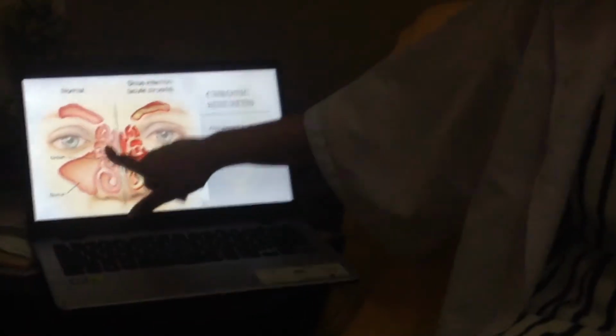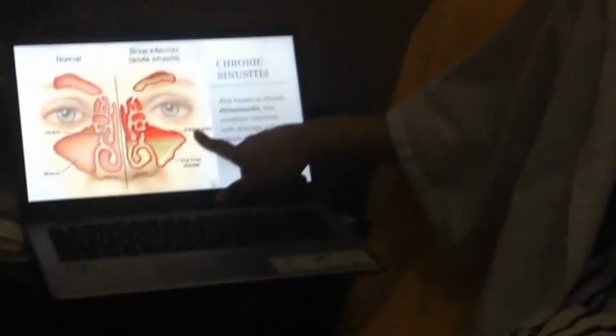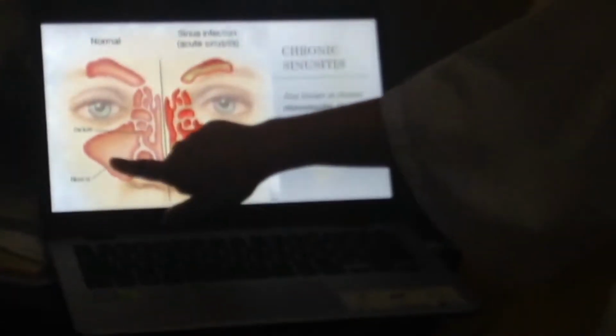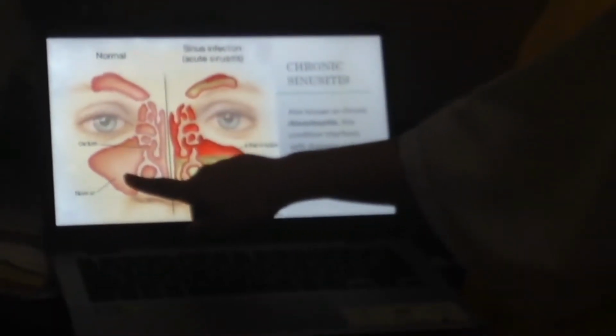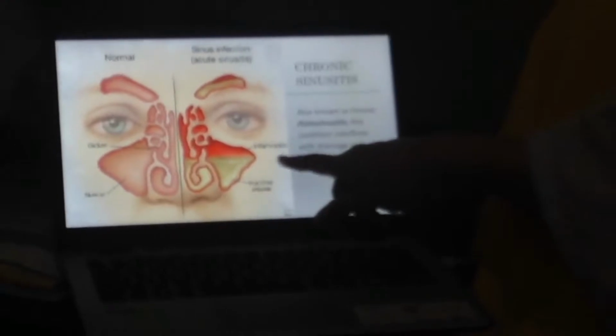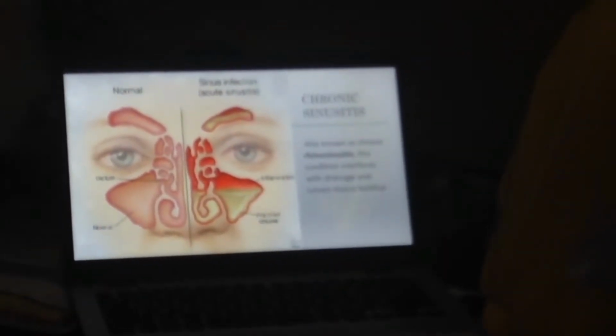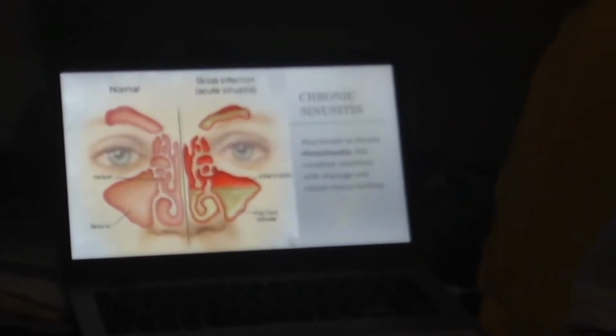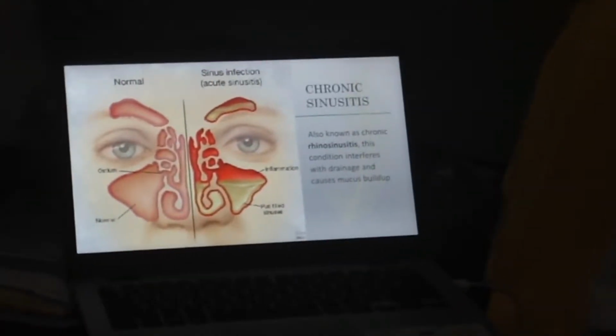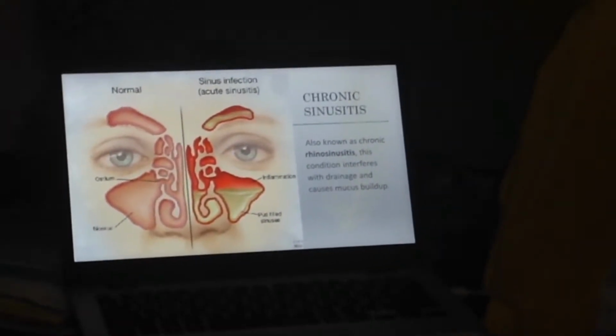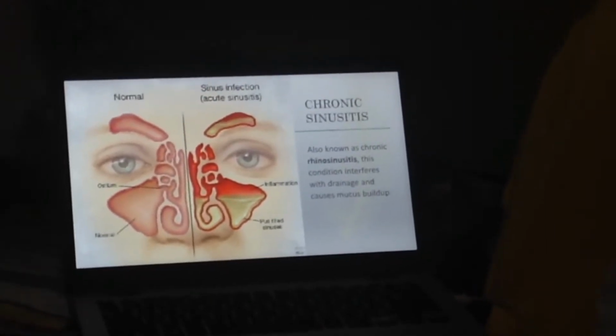And the second type of sinusitis is chronic sinusitis. This is the normal and the chronic sinusitis infection. So, ito yung OS2 and the normal. And dun sa sinus infection, dito naman siya, kasi sa acute, dito siya sa taas, tapos dito sa baba. Dito naman sa gitna, then sa baba siya. So, chronic sinusitis is also known as chronic rhinosinusitis. This condition interferes with drainage and causes mucus buildup.